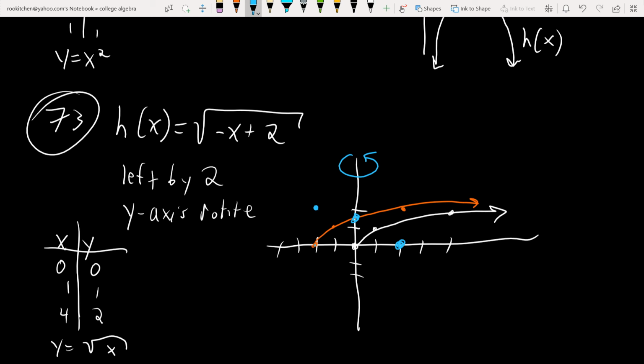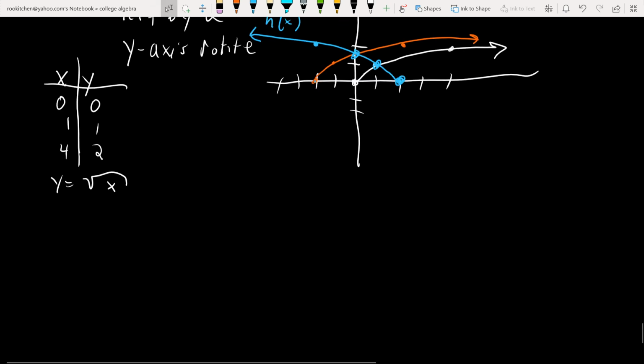Seems like I missed one of them. Oh, this one at 1, negative 1, 1 will be at 1, 1. Okay, so it'll be sitting right there. And that will be my final graph, so I'll label that h of x. Okay.